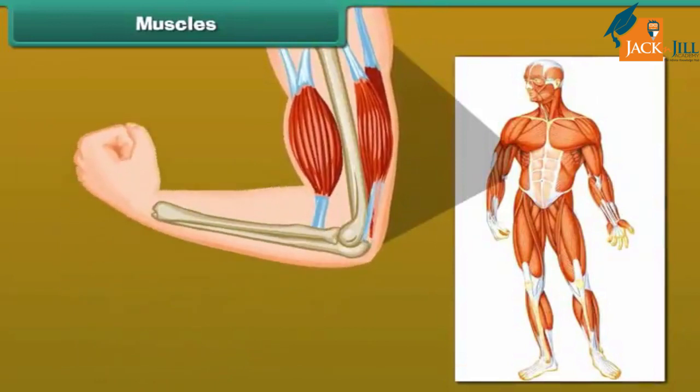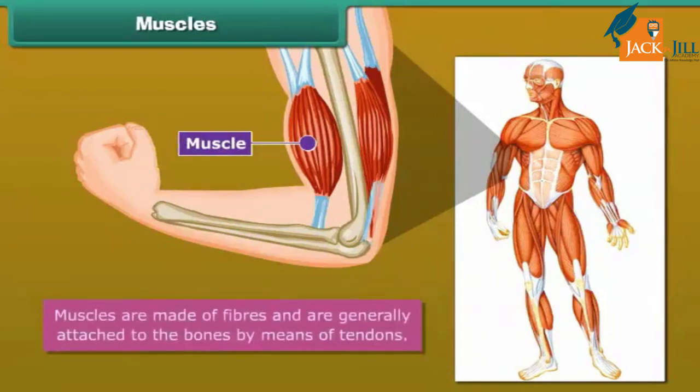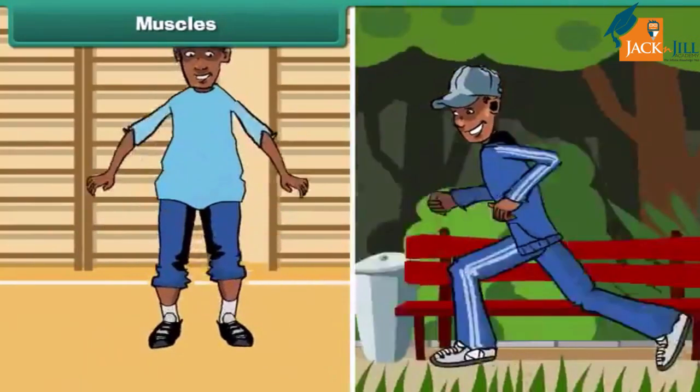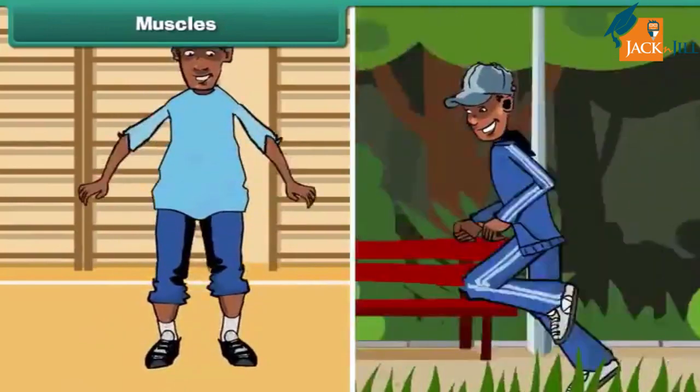Friends, make a tight fist and bend your arm at the elbow. Feel your upper arm. It feels harder. This is called the biceps. The biceps are muscles. There are about 600 muscles present in an adult human body. Muscles are made of fibers and are generally attached to the bones by means of tendons. Muscles, along with bones, help to give shape to the body. They also help the different parts of the body to make the movements.